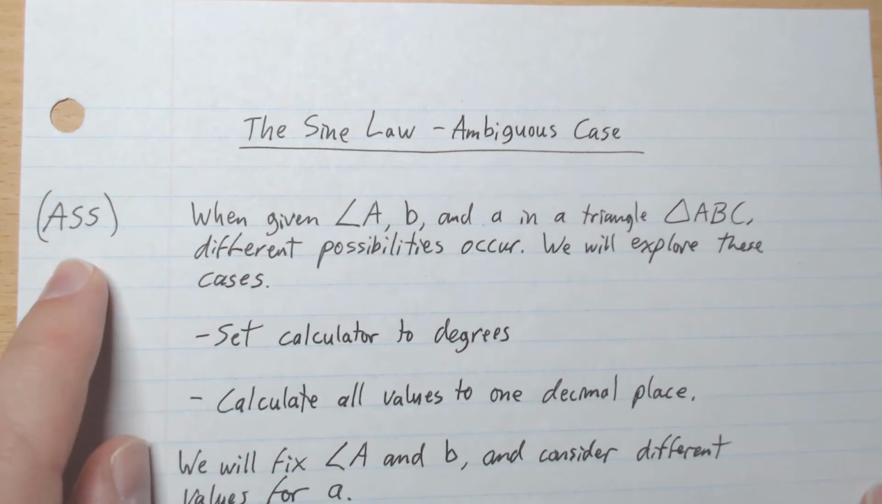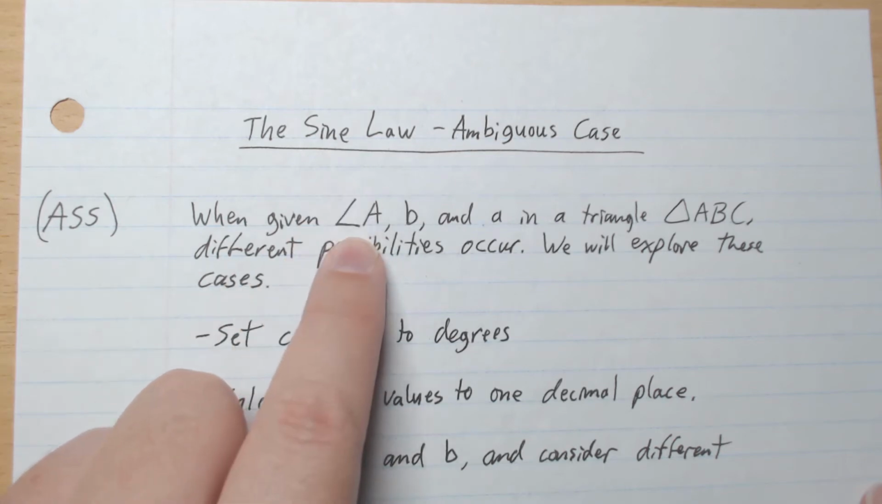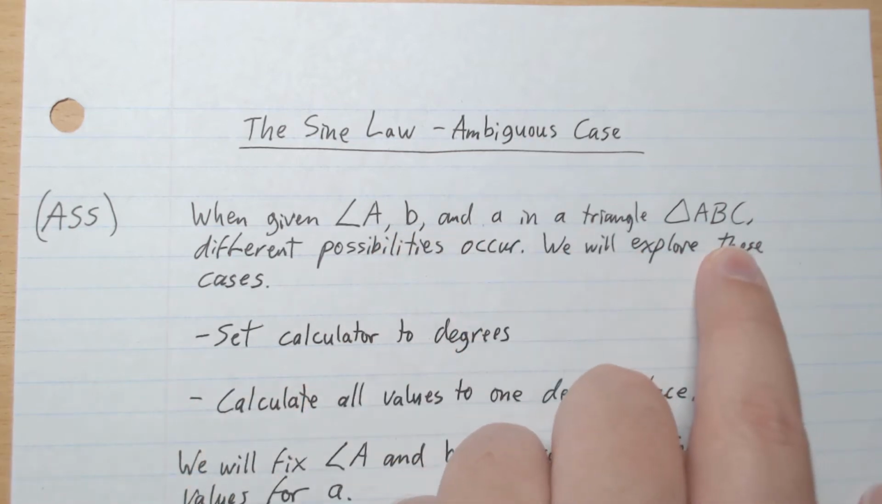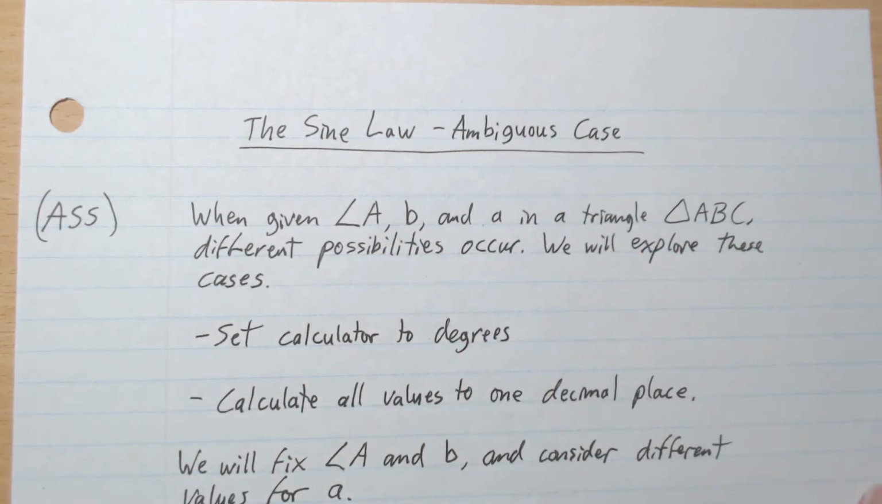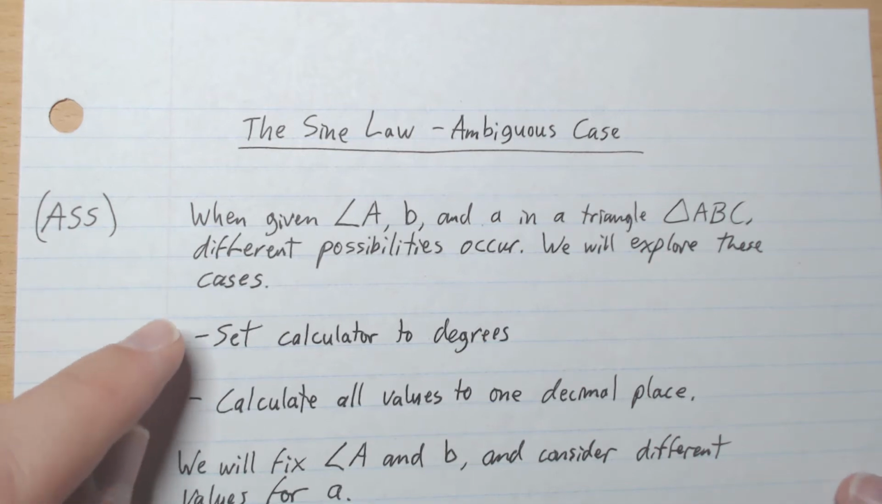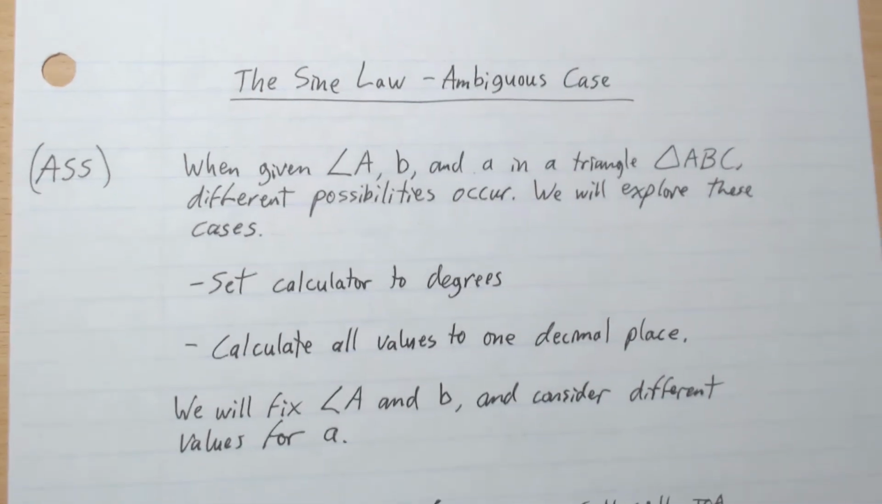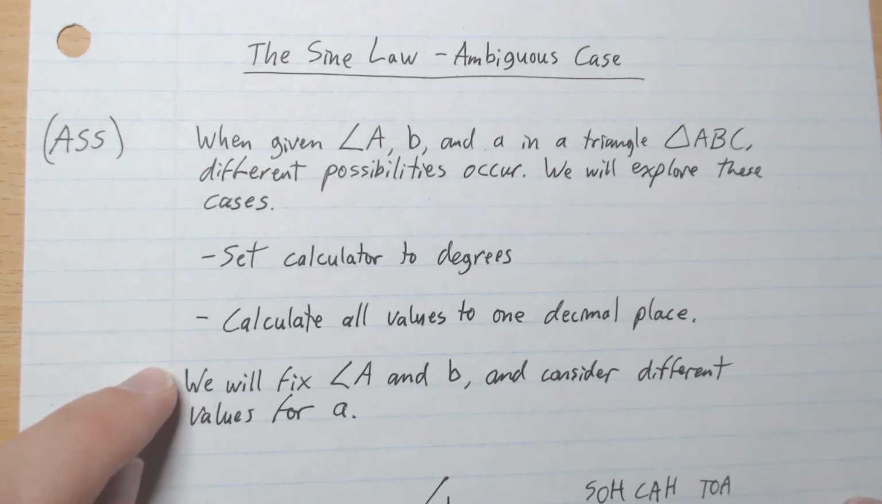Today we're going to look at the ambiguous case of the sine law. So angle, side, side. When given angle A, side B, and side A in a triangle ABC, different possibilities occur. Today we're going to explore these cases. First thing, set your calculator to degrees, and we're going to calculate all values to one decimal place. We're going to fix angle A and side B and then consider different values for side A.